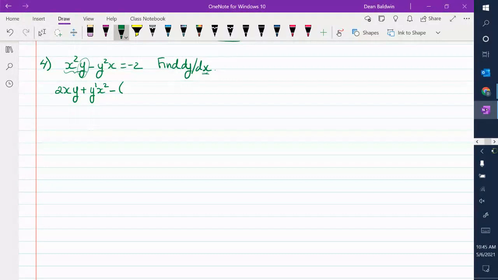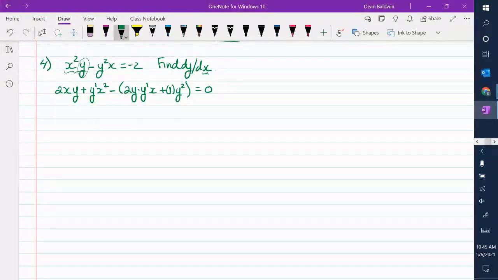Derivative of the first function, y squared. What is the derivative of y squared with respect to x? 2y times y prime. Times the other function, which is x, plus the derivative of x, which is 1, right? Times the other function, which is y squared. Equals what? 0, because it's a constant.